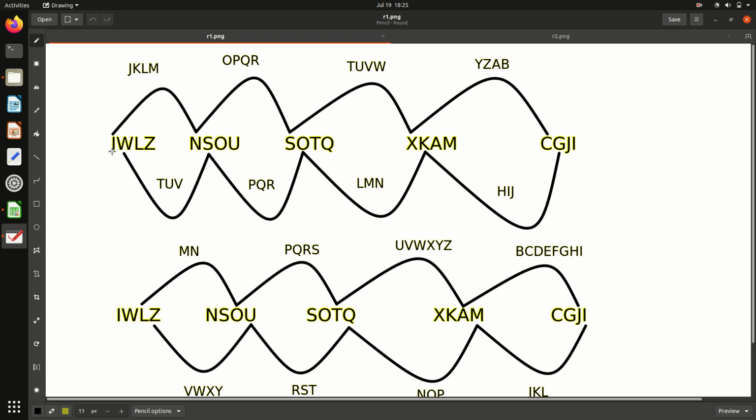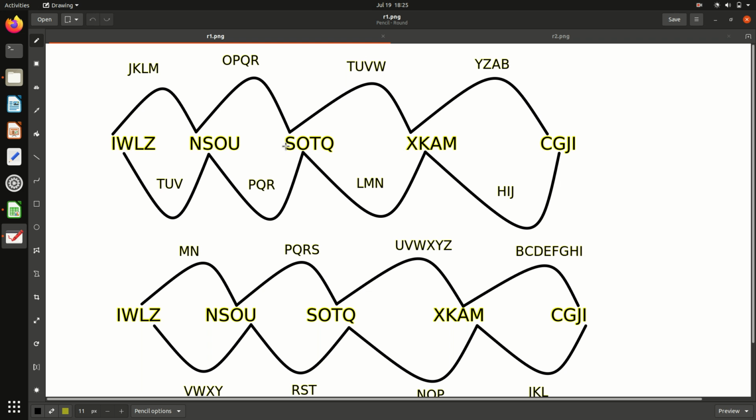The pattern is like this. After I, there is J, K, L, M, then there is N. So between I and N, there are 4 letters which are missing. Similarly, between N and S, again there are 4 letters missing. So after N, there is O, P, Q, R which are missing, then S.